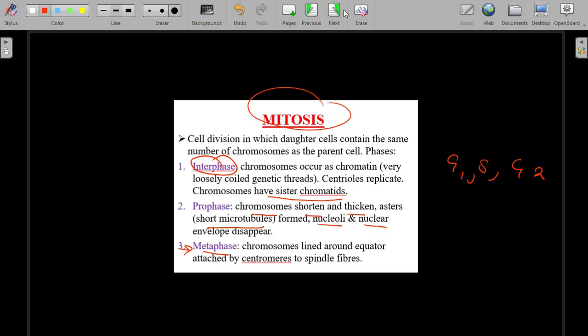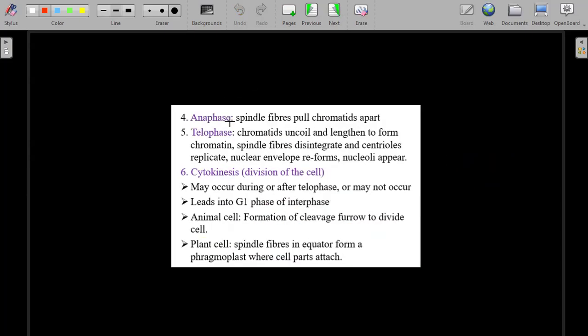Then from metaphase, you undergo what we call anaphase. In anaphase, your spindle fibers will pull your chromatids apart. You are going to have your sister chromatids, one at one end of the pole and the other at the other end of the pole. So they pull those chromatids towards the poles.